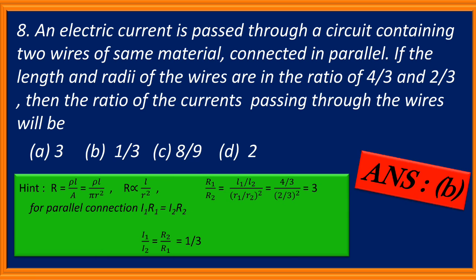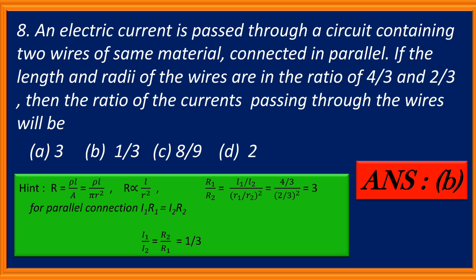Now question 8. An electric current is passed through a circuit containing two wires of same material connected in parallel. If the length and radii of the wires are in the ratio of 4/3 and 2/3, then the ratio of currents passing through the wires will be: 3, 1/3, 8/9 and 2. Here your correct answer is B, 1/3.